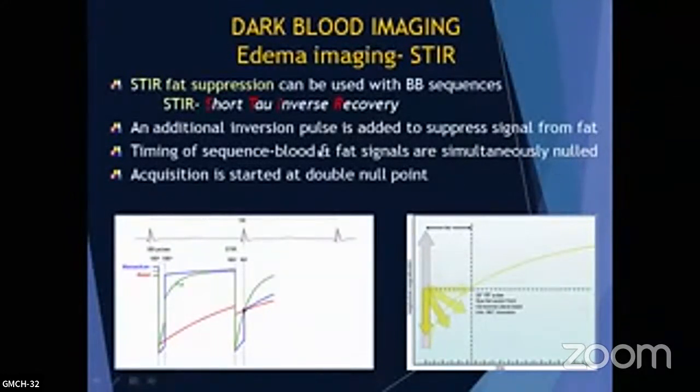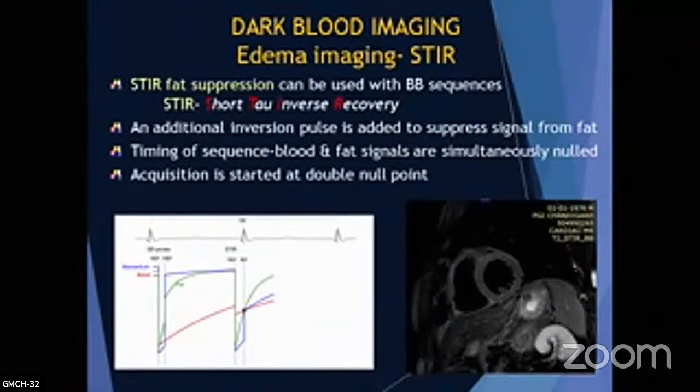So the STIR sequence is a short tau inversion recovery scan. It basically is a triple inversion recovery scan, and we image at such a point in which all the background becomes null, it becomes black, and only the water content, or tissue having water content, is accentuated. I'm not going into the details of the physics as of now, but we need to know this for edema imaging. It is a STIR sequence which is frequently used in musculoskeletal imaging.